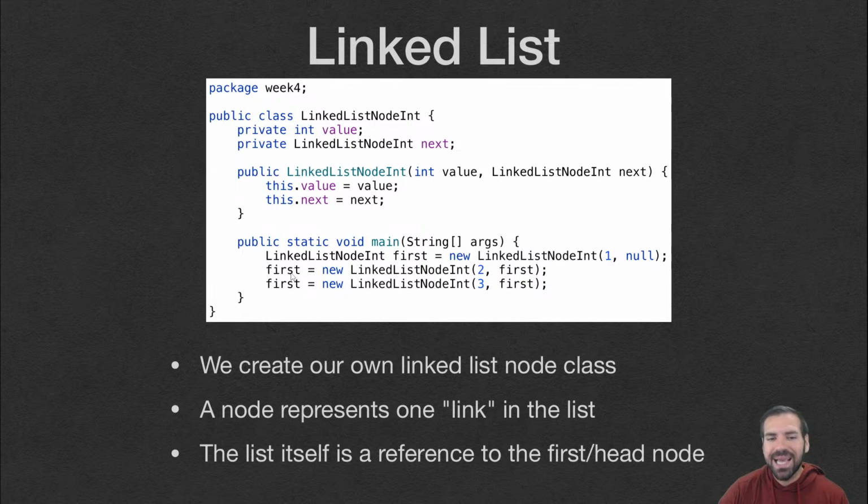And then reassigning the reference that this resolves to, the new object, to the variable first, because that is now the first node in the linked list. And then we do it again. We create another linked list node with the value 3, and next being a reference to this node right here, and then reassign it to the variable first.